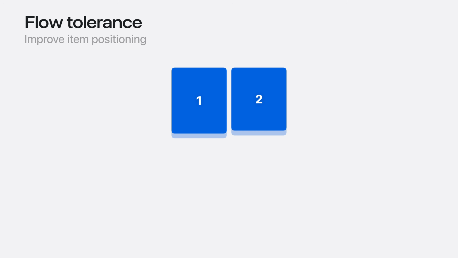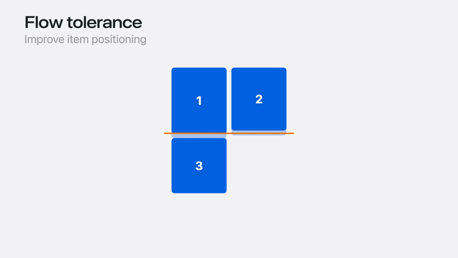Now, turn flow tolerance on. We're back to 2 items in 2 columns, but flow tolerance changes the rules. For each new item, the browser asks the same question. Is the taller column less than the shorter column plus flow tolerance? For item 3, yes, the gap is within tolerance, so it fills column 1.